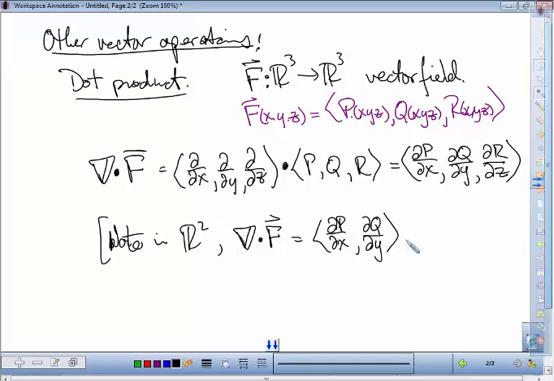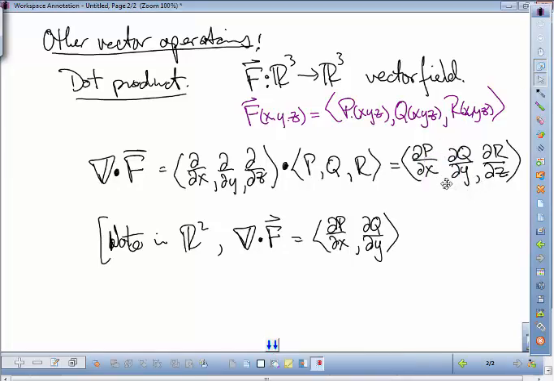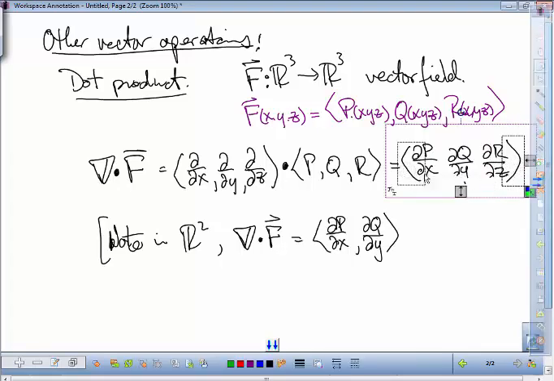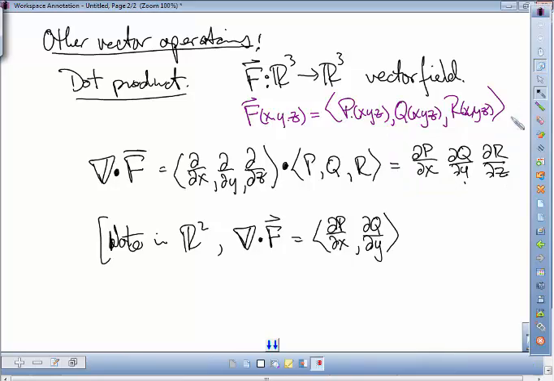Oh, yeah, good point. Oh, sorry, my bad. You guys taking notes in pen? Well, I'm going to have to cross it out. This is wrong. Plus, your output should be a scalar, and it's a scalar function.